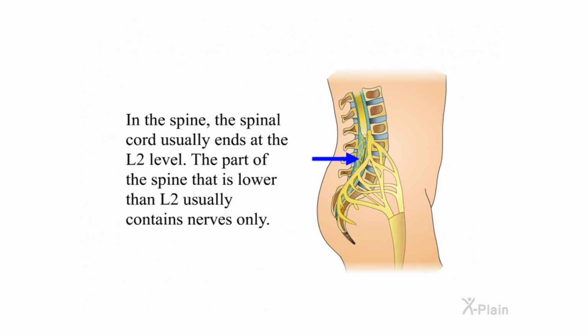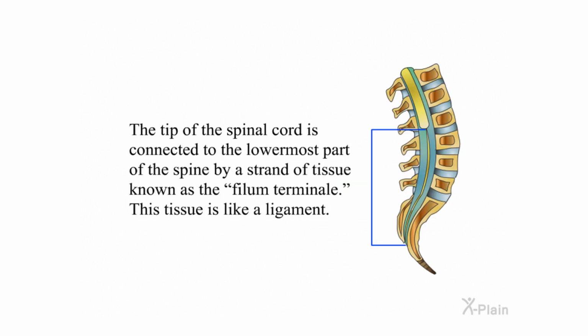The spinal cord usually ends at the L2 level. The part of the spine that is lower than L2 usually contains nerves only. The tip of the spinal cord is connected to the lowermost part of the spine by a strand of tissue known as the filum terminale. This tissue is like a ligament.